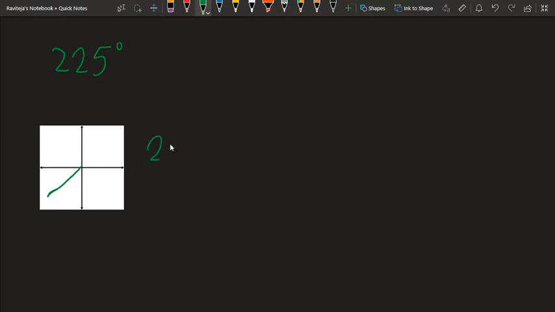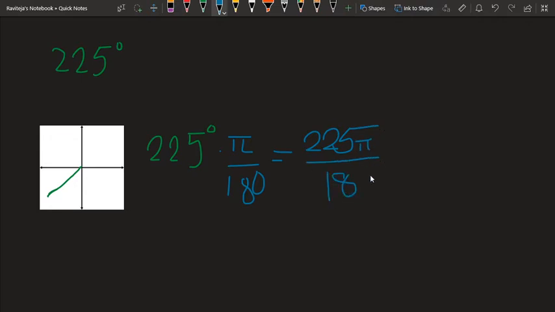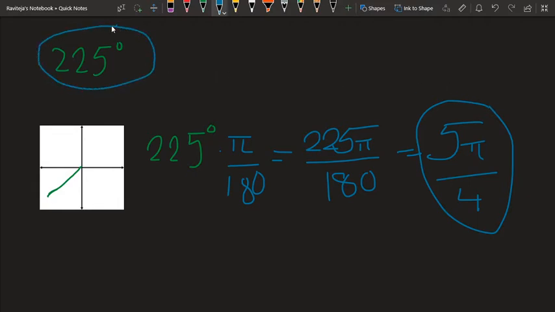We would take 225 degrees and multiply that by pi over 180. That would give us 225 pi over 180. If you simplify this properly, you should get the answer of 5 pi over 4. So this means that the radian measure of 5 pi over 4 is equal to the degree measure of 225 degrees. Hopefully with this practice, you now understand how to convert from degrees to radians.